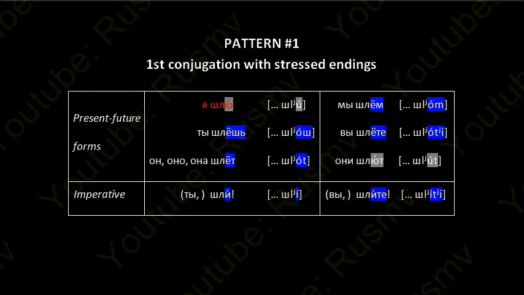Now let's repeat the whole pattern. Я шлю, I send. Ты шлешь, you one person send. Он шлет, he sends. Мы шлем, we send. Вы шлете, you several persons send. Они шлют, they send. And now the imperative forms that are used for asking or demanding. Ты шли, you one person send. Вы шлите, you several persons send.